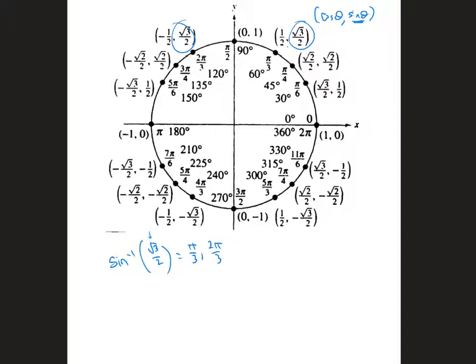Okay? Now, before we go on to the next example, I want to note that there are actually an infinite number of angles that could have given me this root 3 over 2. I could have gone to pi over 3. I could have gone around another 2 pi or another 2 pi or another 2 pi, or I could have gone to that angle by going around in the negative direction.